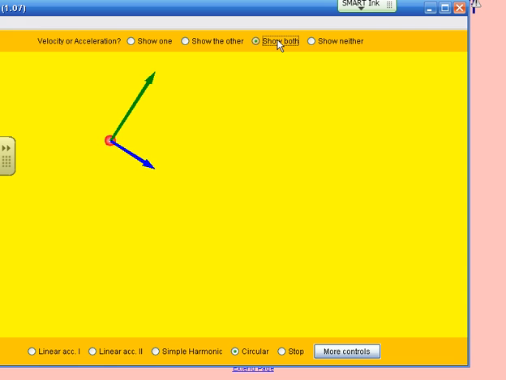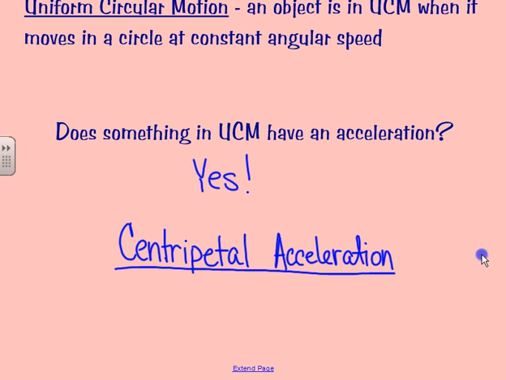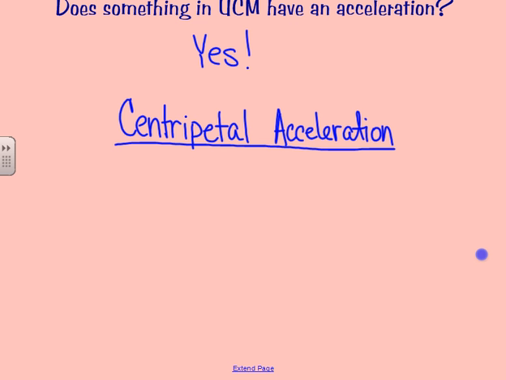Does it have a common direction? Well, its direction is constantly changing, but it's always pointing toward the center of the circle. And that's what the word centripetal means. It means center seeking, pointing toward the center at all times. We have a special equation for this type of acceleration as well.